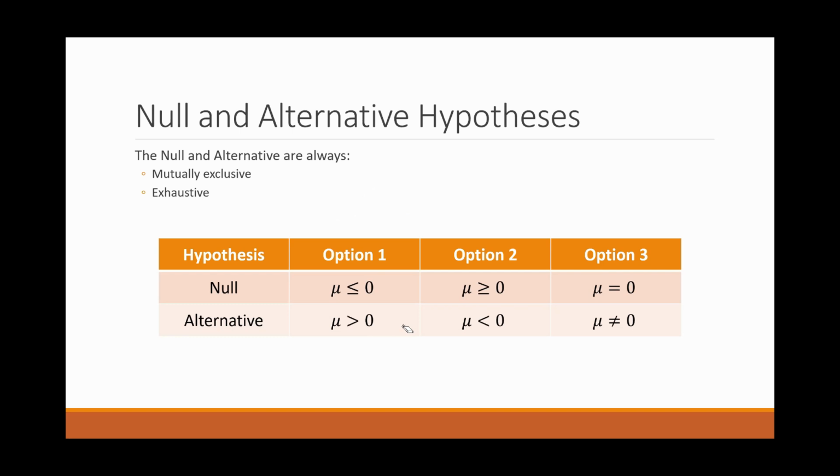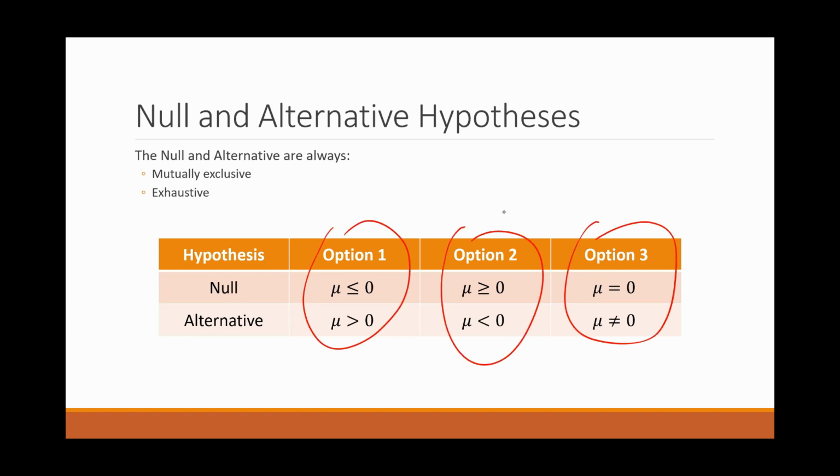Alternatively, another option is we could say that mu is greater than or equal to 0, and the alternative then is that mu is less than 0. Okay, so these are the different ways in which we can formulate our null and alternative hypotheses. And which option we choose is going to be based on the context. I think that probably the most common is this one, but it is based on the context.